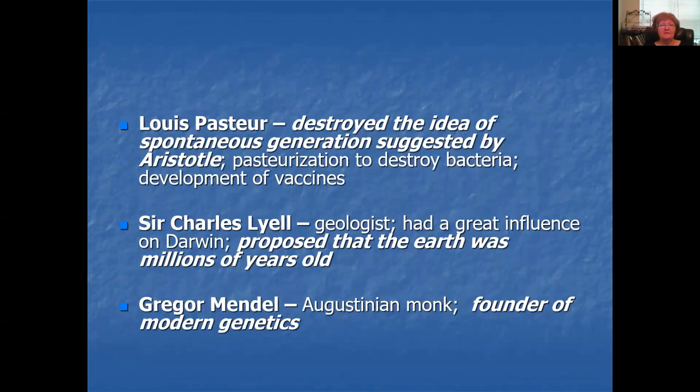All right, Sir Charles Lyell. Charles Lyell was a geologist right around the time of Darwin. He had a huge influence on Darwin. In fact, part of what Lyell said helped Darwin develop his theory of evolution. This is what Lyell said: the earth is millions of years old. Up to this point, that was looked at as being crazy. No one thought the earth was that old.